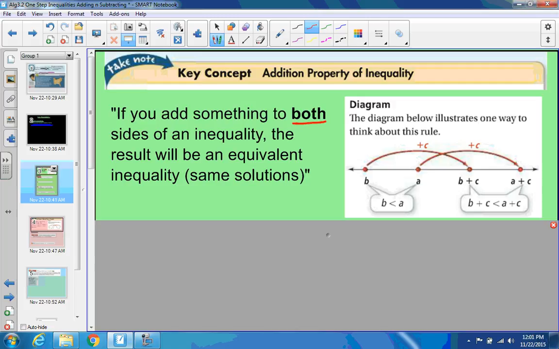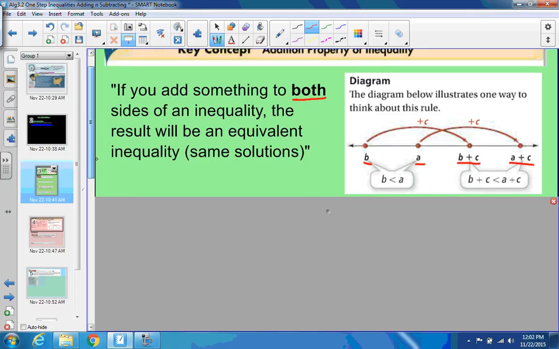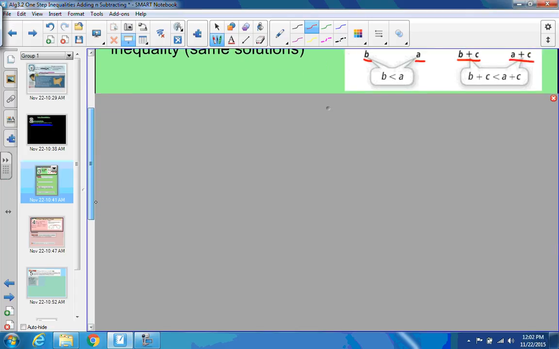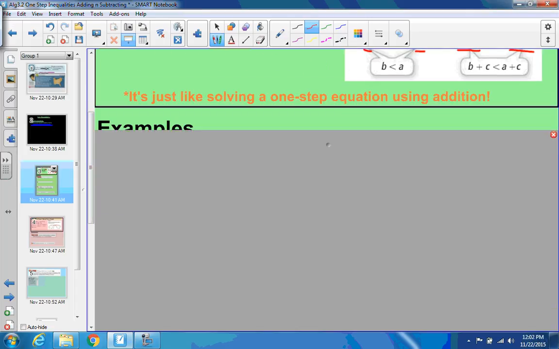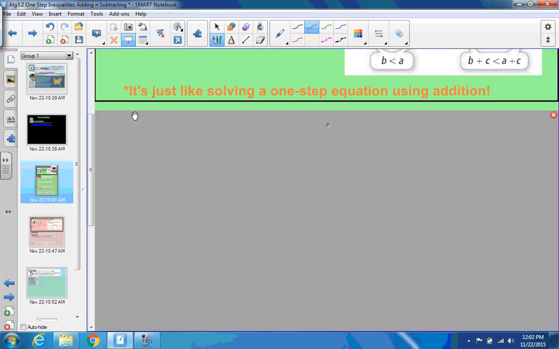So here's a diagram over here. If you're starting with b being less than a, and you add c, or whatever number c would be, to both of them, even if c was 6. If you add 6 to both b and a, well, b plus 6, or b plus c, is still going to be less than a plus 6, or a plus c. So showing that it'll keep it equivalent. So let's do some examples that you'll see together in your practice of this. But just another little tip here, it's just like solving a one-step equation using addition.